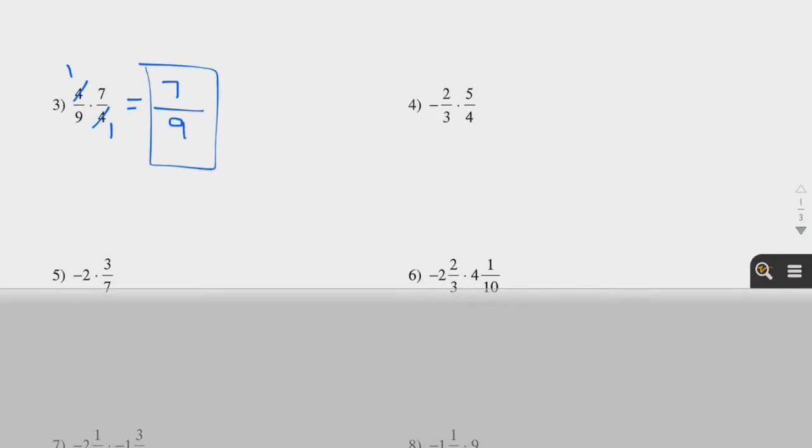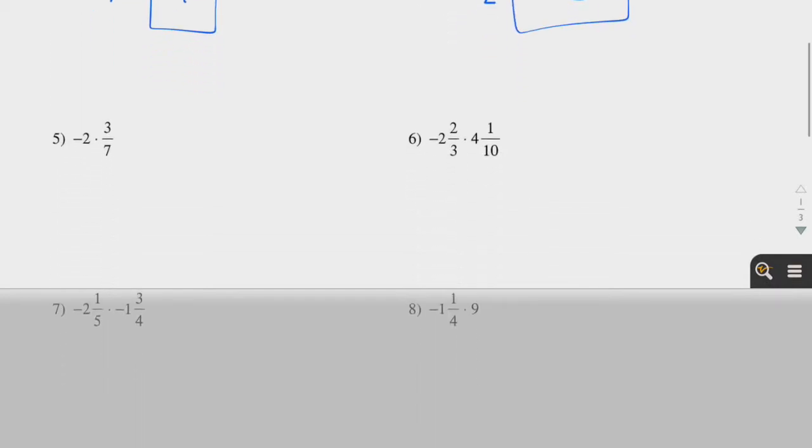Number 4. -2/3 times 5/4. So nothing reduces, actually the 2 and the 4 reduce by a factor of 2. 2 goes into 2 once, 2 goes into 4 twice. The 5 and the 3 can't reduce, so we can multiply straight across. -1 times 5 gives us -5 over 3 times 2 gives us 6. So we end up with -5/6.